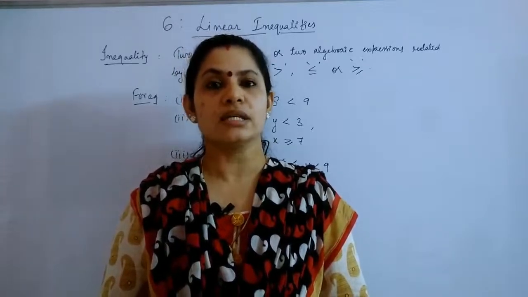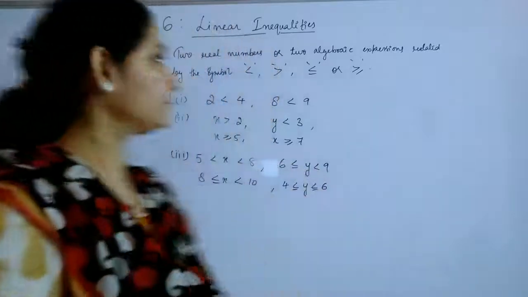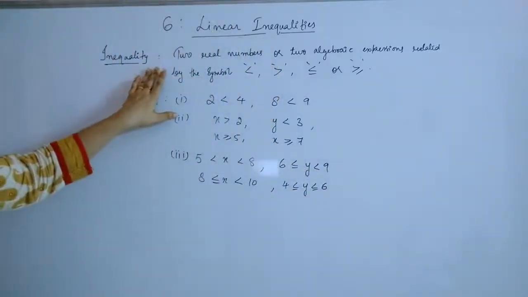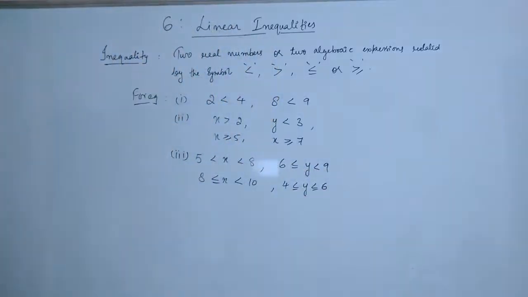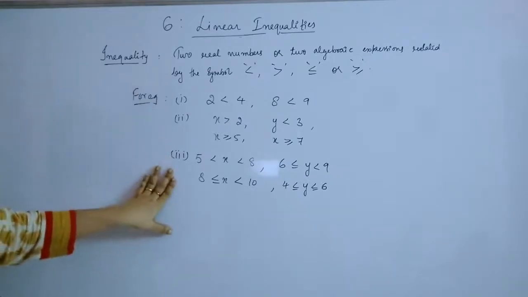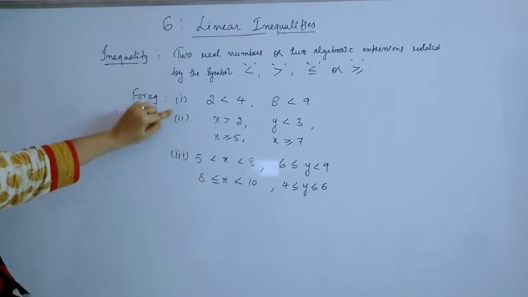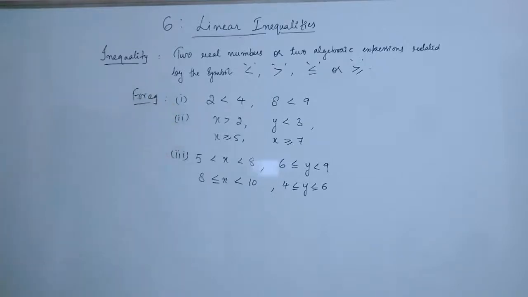Now we will see the definition of inequality. Two real numbers or two algebraic expressions related by the symbol less than, greater than, less than or equal to, or greater than or equal to is known as an inequality. So I have written certain examples for inequalities. First type, I have given names 1, 2, 3. Why? I will explain it.